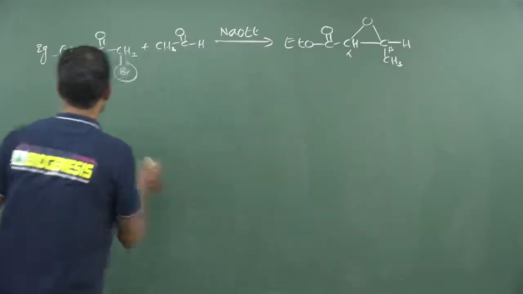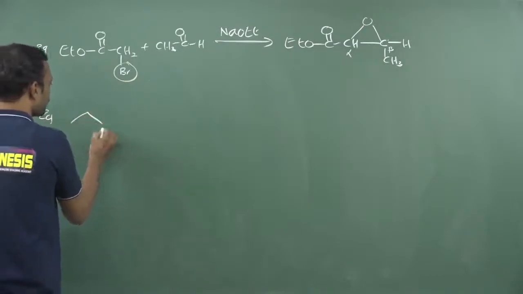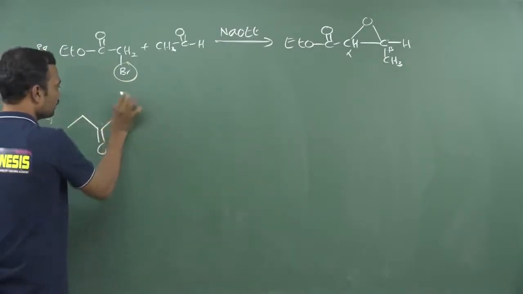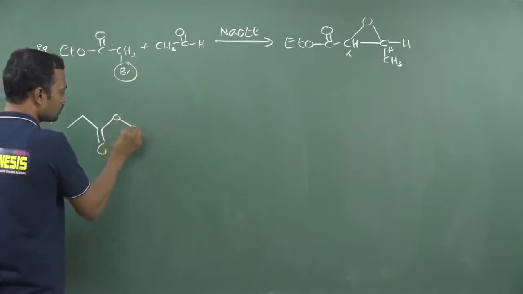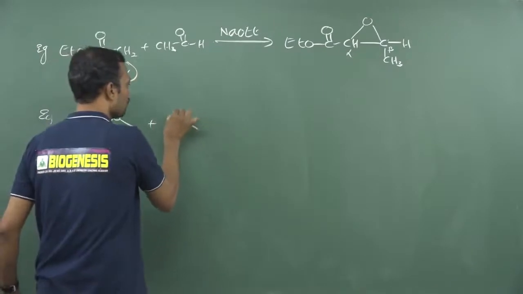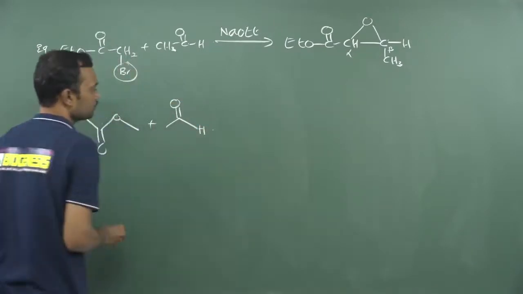Okay, so I will give one skeleton reaction. Just try to predict the answer. See, here I am giving ethyl. This is carbonyl. Okay, so this is ester, and here I am taking a halogen. Now, if I take a carbonyl group like this, this is a carbonyl.